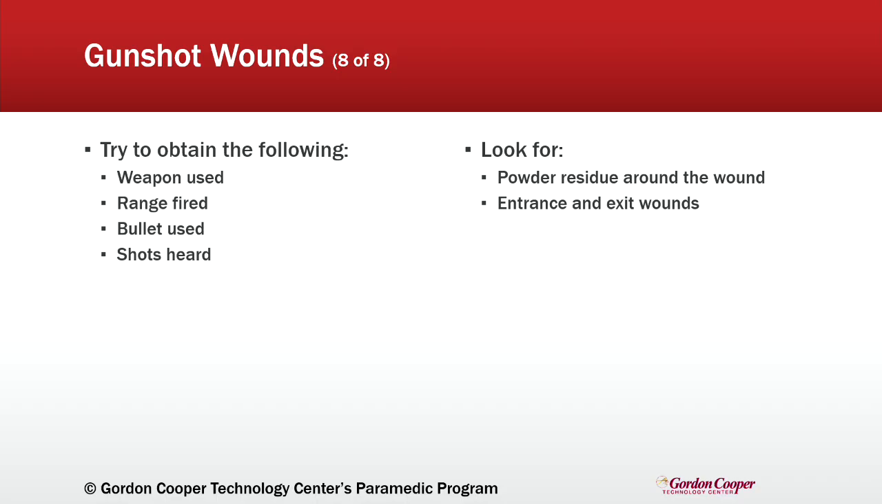Determining the type of weapon that was used, estimating the distance from which the weapon was fired, and identifying the type of bullet or ammunition involved is going to be really helpful. You'll also want to record how many shots were fired or heard, and inspect the wound for powder residue or tattooing, so it'll give you an idea of the distance between the weapon and the person that was shot.